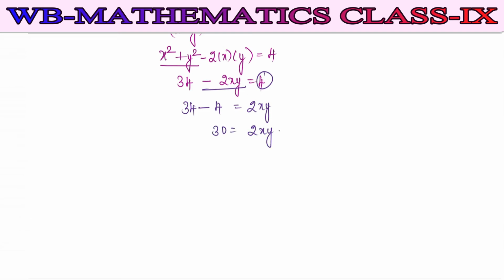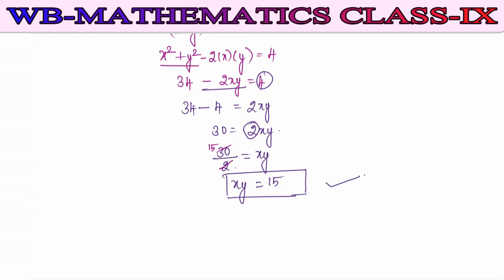So you need to find xy. When you shift this 2 to the opposite side, it will become 30 divided by 2. So the xy value is equal to 15, since 2 fifteens are 30. So xy is equal to 15 is the answer. The product of x and y, the value is 15. So we got that value. Next we'll move to the next one.